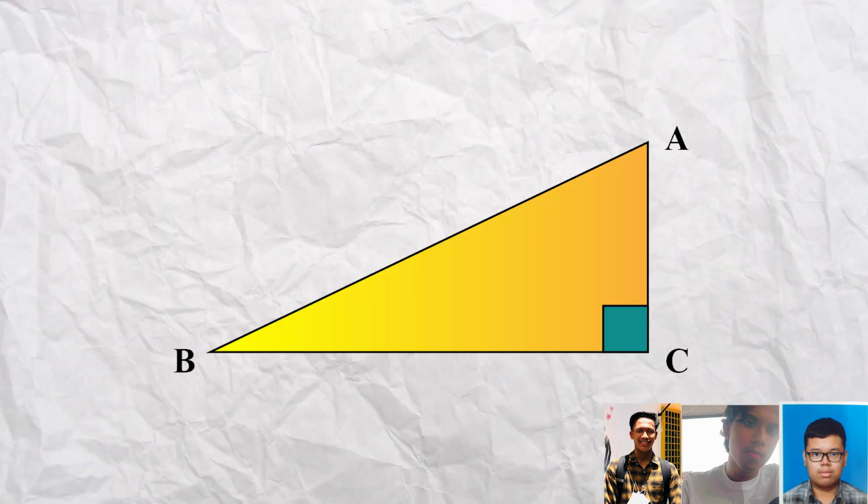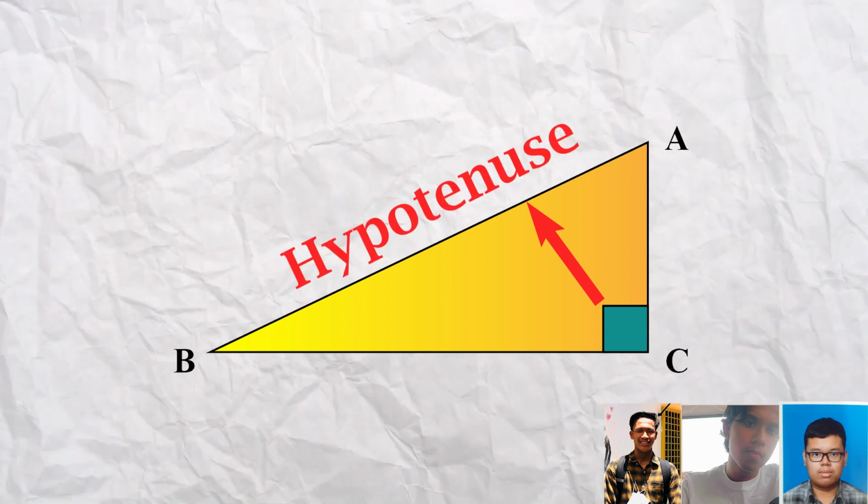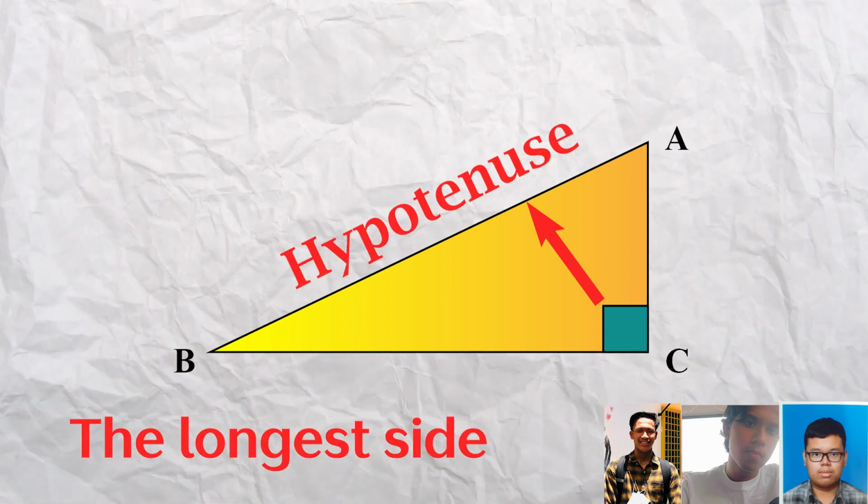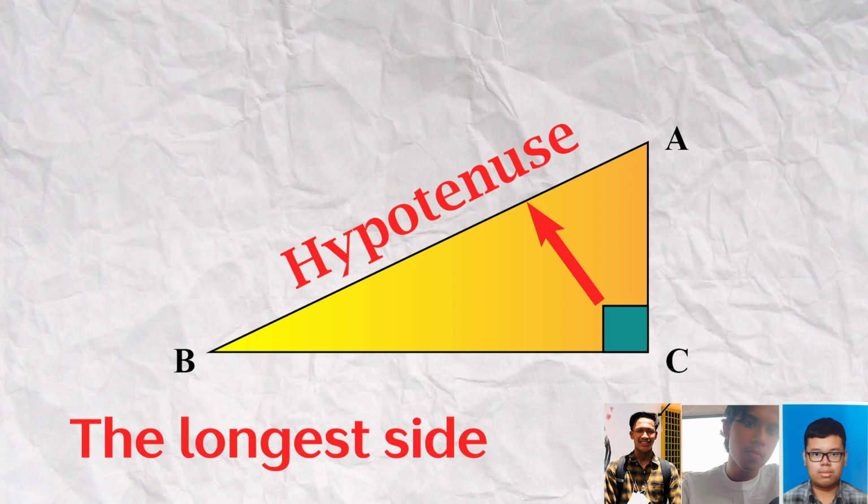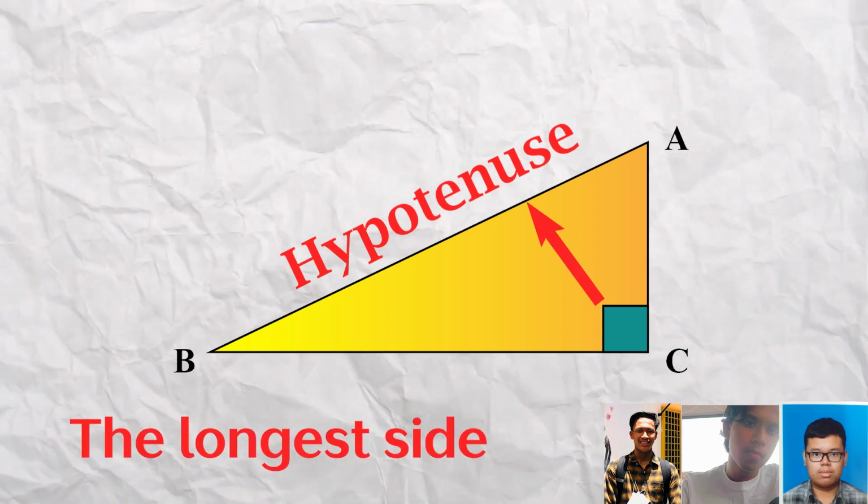Let's start with the simplest. Opposite to the pointy point of the 90-degree box is the hypotenuse, the longest side of a right angle triangle. Its position is always constant. It's always opposite to the 90-degree angle, and it's always the longest side.